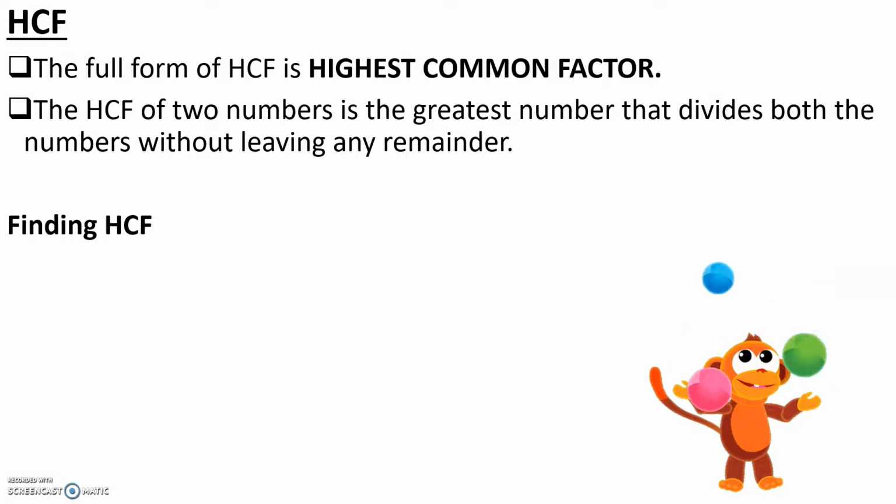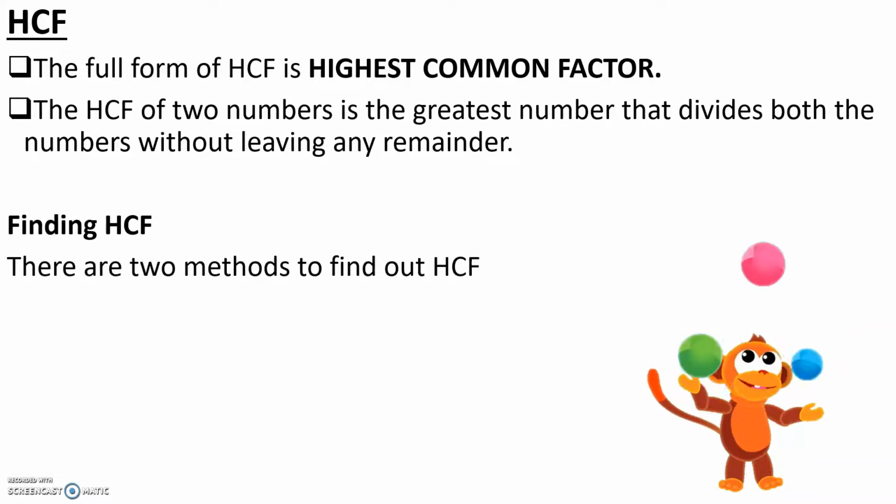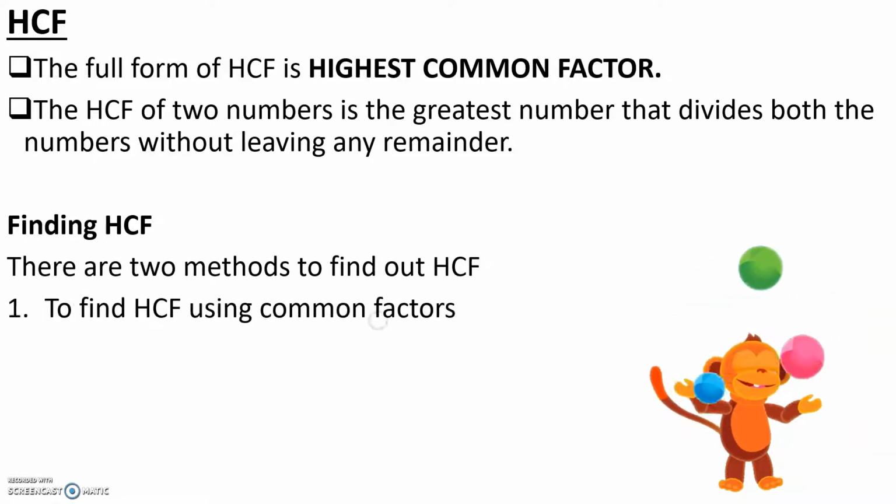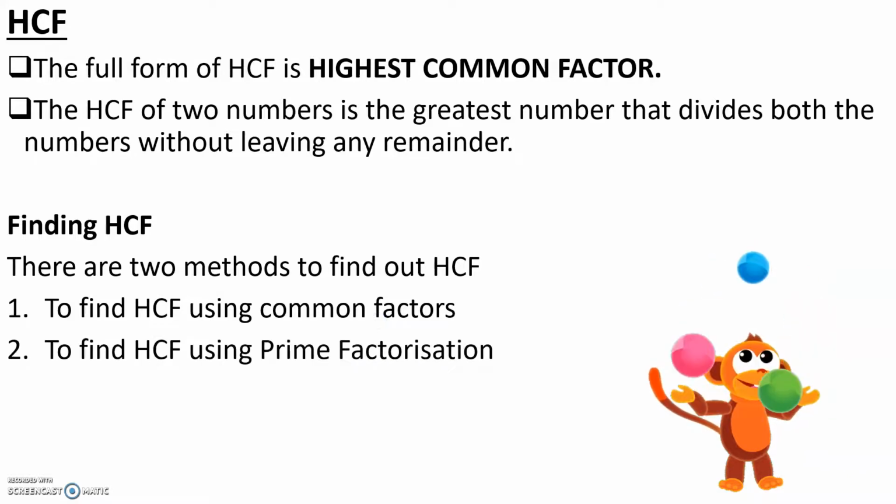Now, finding HCF. How are we going to find out the HCF? There are two methods to find out HCF. One is to find HCF using common factors, and the second one is to find HCF using prime factorization. This prime factorization we have seen in yesterday's topic, where we used only one number. While finding HCF, we are going to use two numbers.